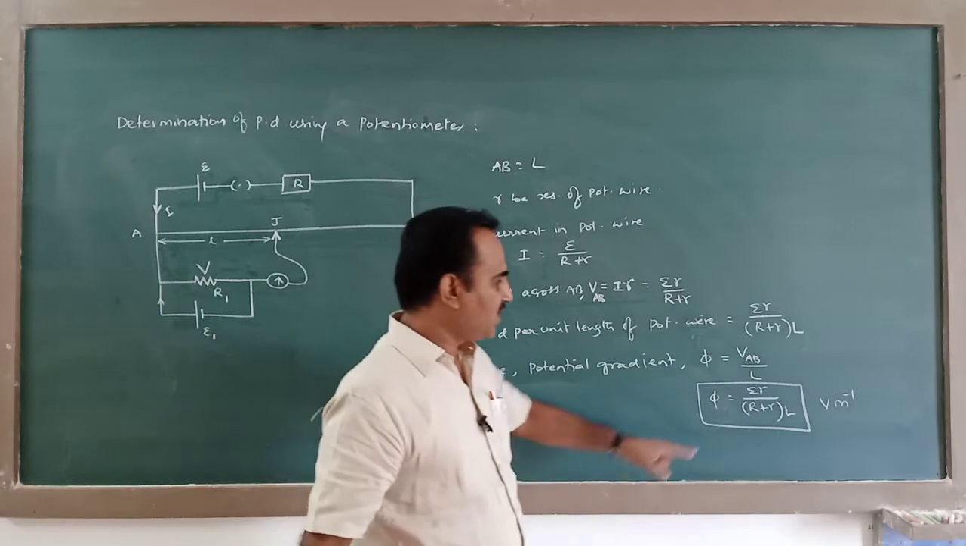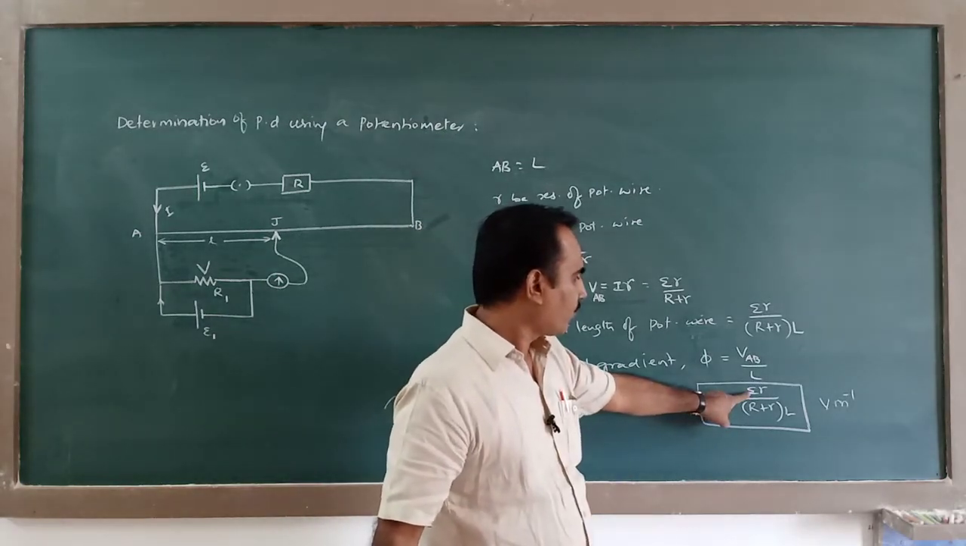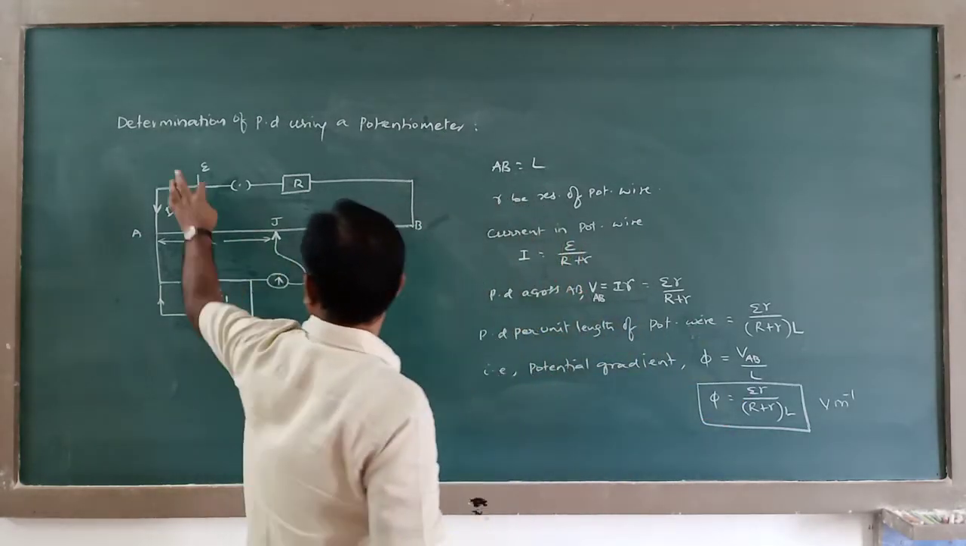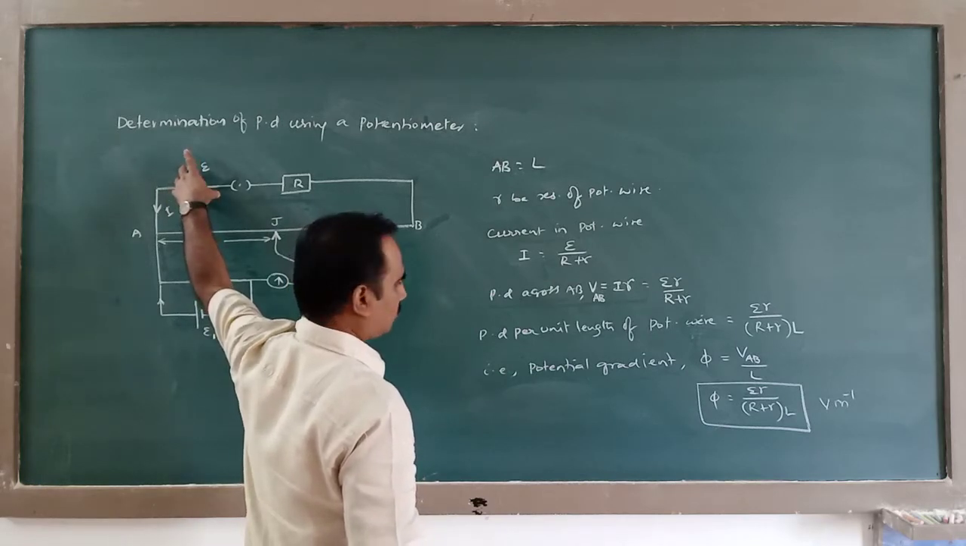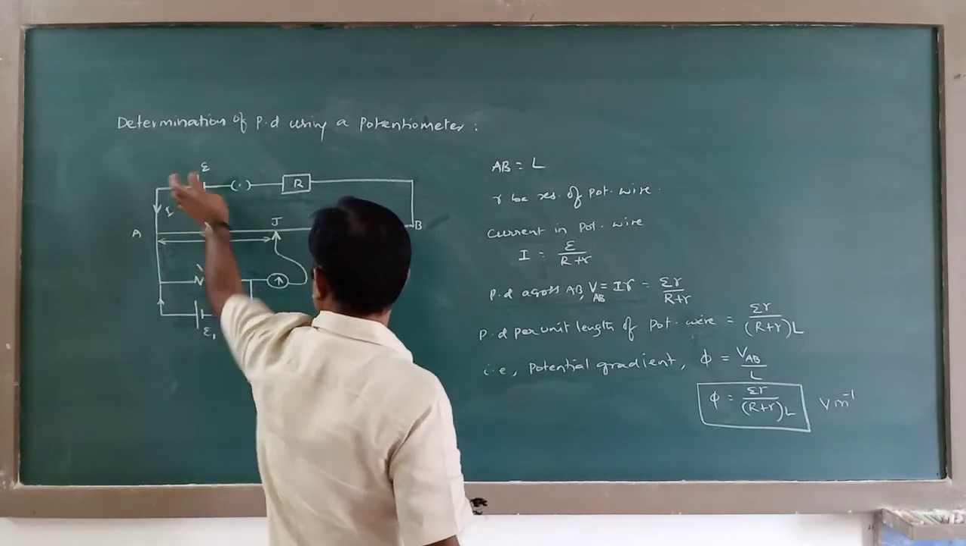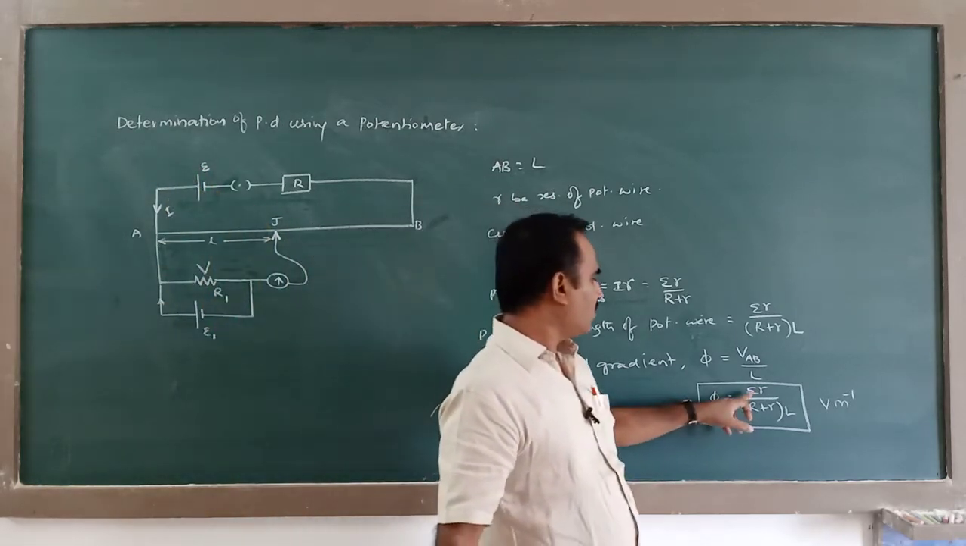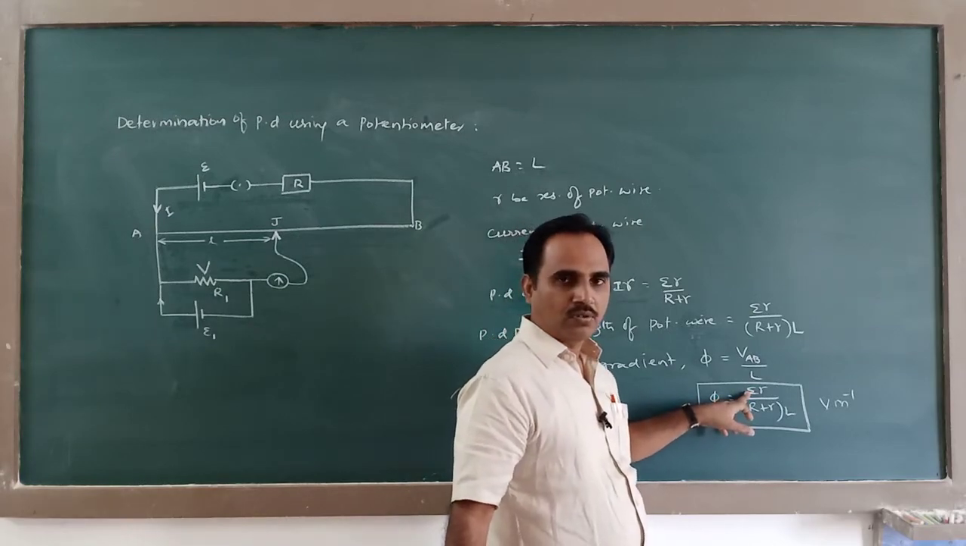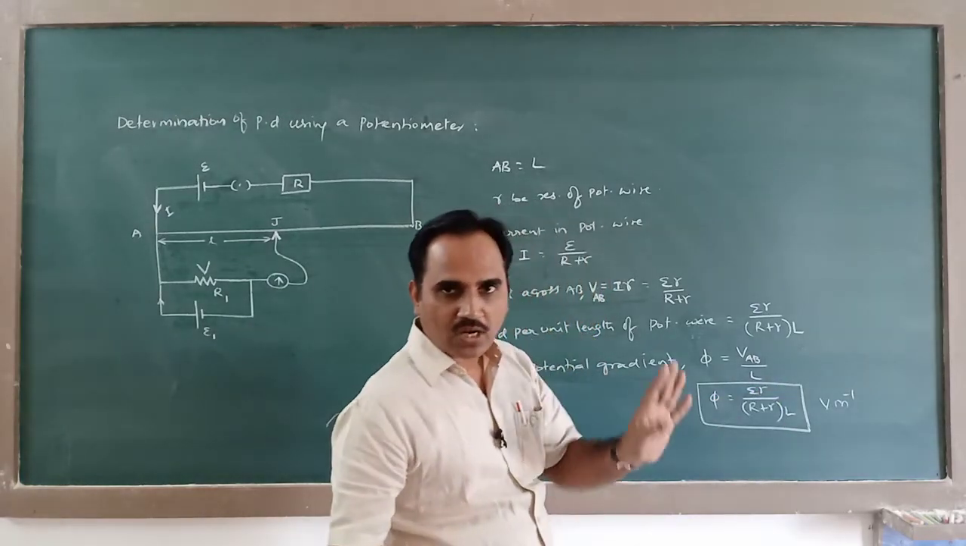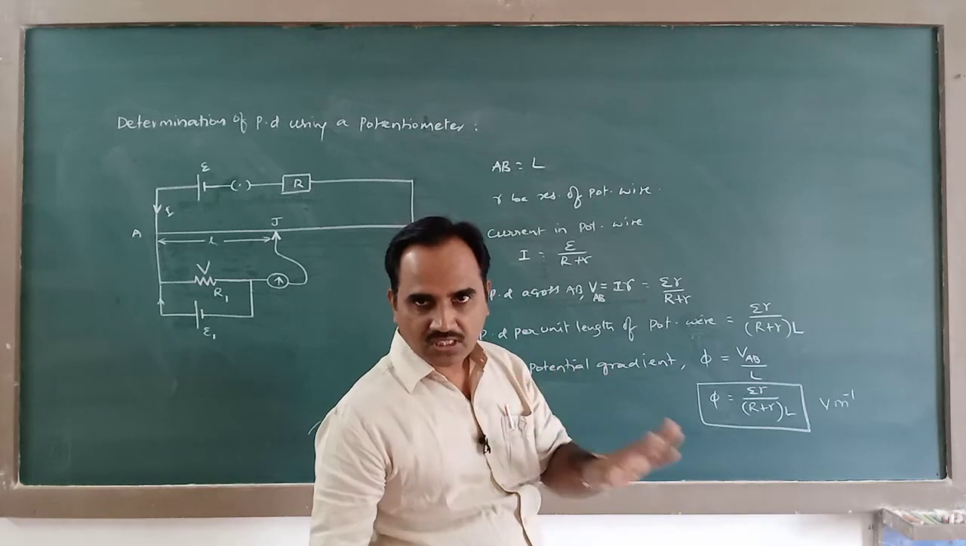In this expression, this EMF, E, is nothing but the EMF in the primary circuit. Don't confuse this one and this one. This E is the EMF in the primary circuit. This small r is not the internal resistance of the cell.